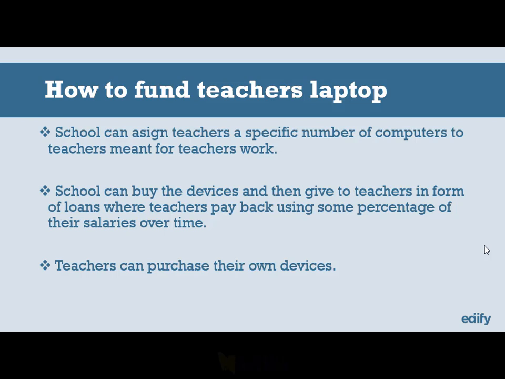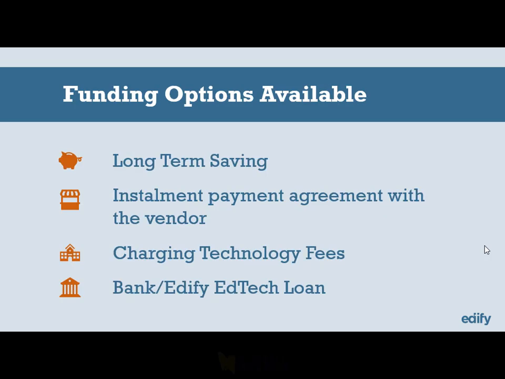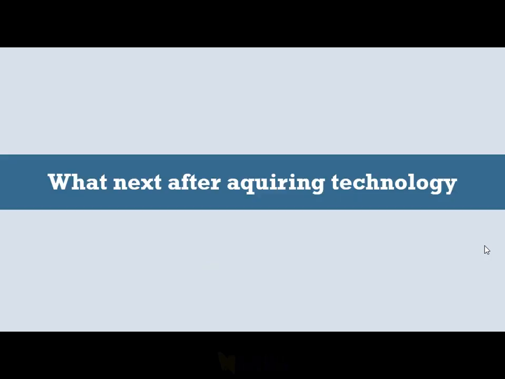Number two, schools can buy the devices and then give them to teachers in the form of loans, where teachers pay back using some percentage of their salaries. And number three, teachers can purchase devices on their own, but make it a policy in your school so that teachers can access this. The funding options may include: you can keep saving money for some time. Number two, you can have installment payment in agreement with a vendor like KAWA and other organizations. You can also charge technology fees from the students and also consider some kind of bank loan, equity. Many other banks have this kind of support.